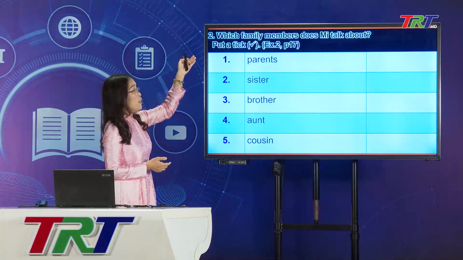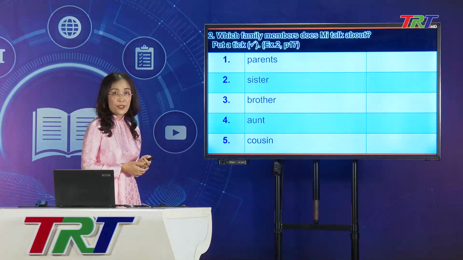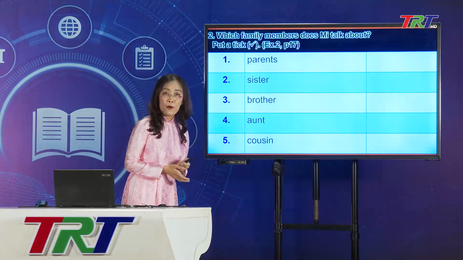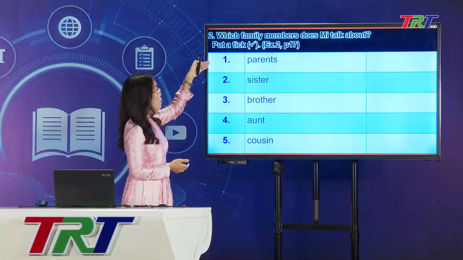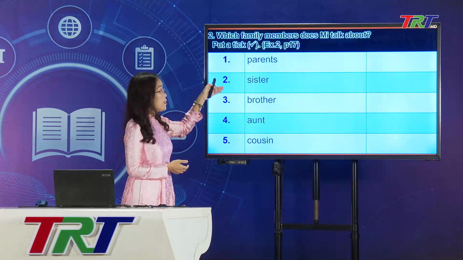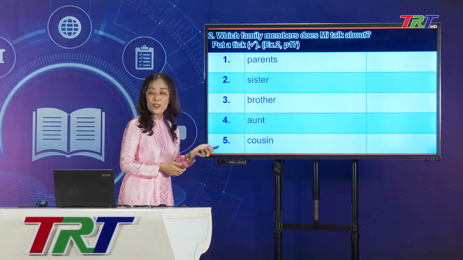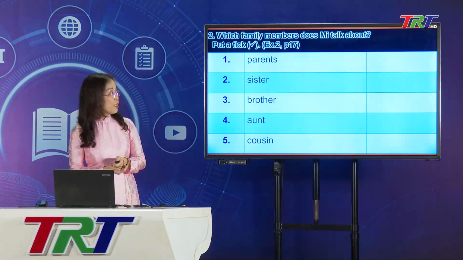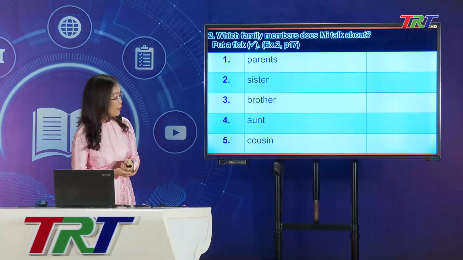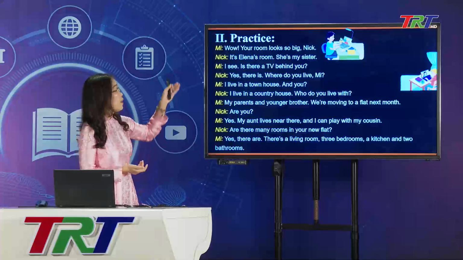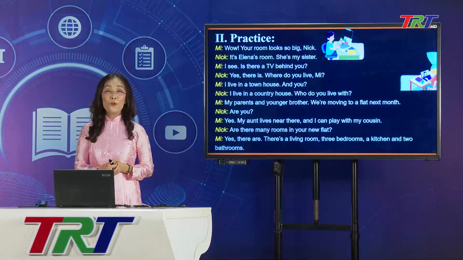Now we finish. Let's come to exercise number 2. In this exercise, you have to answer with the family members Mi talks about. We have parents, sister, brother, aunt, and cousin. So, you read the conversation again, and you do the exercise. 1 minute.